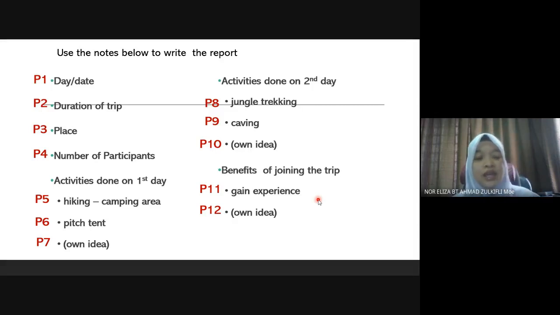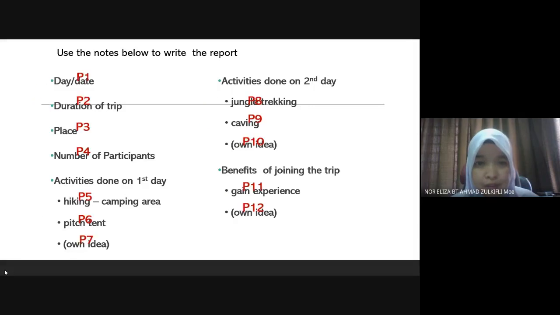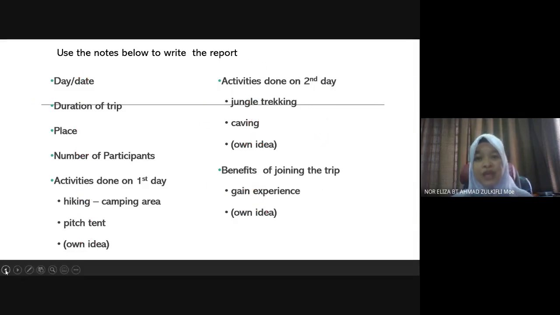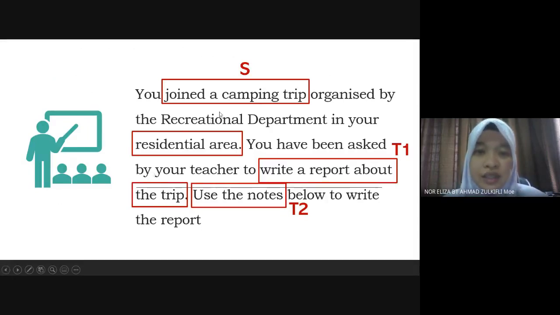No, you say no. Okay, let's go back to one slide before. We go to the slide before. Okay, take note. I'm going into this because this is the indicator. You join. Can you see the ED? Join a camping trip. Organized. Okay, look at this. Organized.